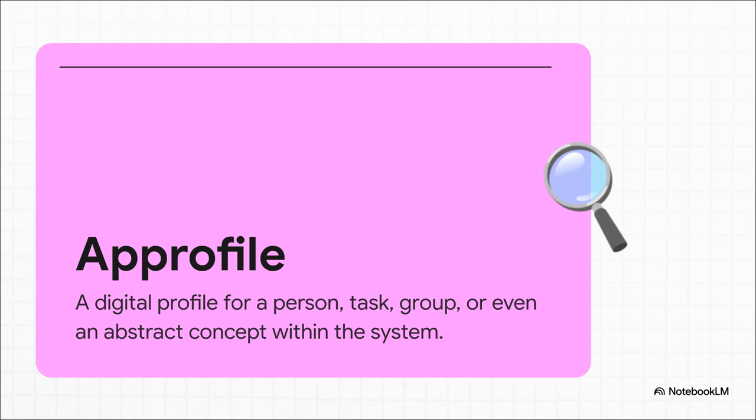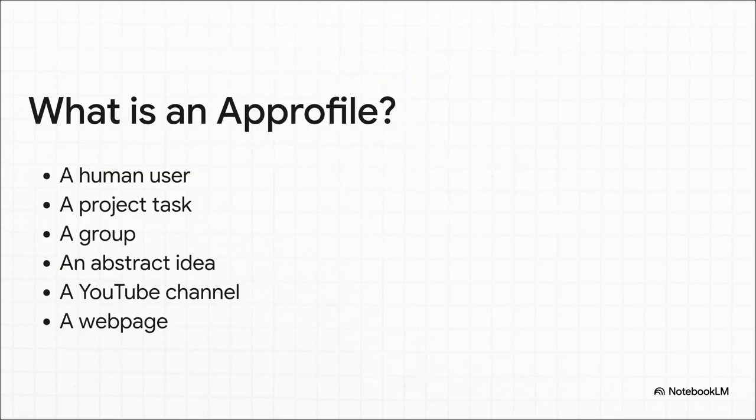That makes sense. But here's the wild part. Everything in the system gets one. And this is where it gets really powerful. A task, like welcome new members, isn't just a list. It has its own app profile. A group like the Art Collectors Club, that's an app profile too. You can even take a totally abstract idea, like data protection, and turn it into an app profile. This lets you connect people and tasks and resources directly to that concept.